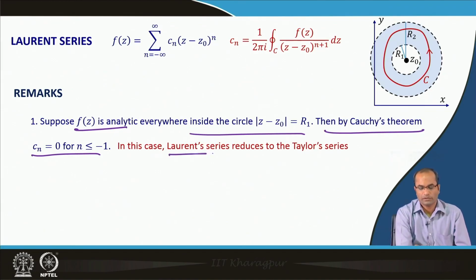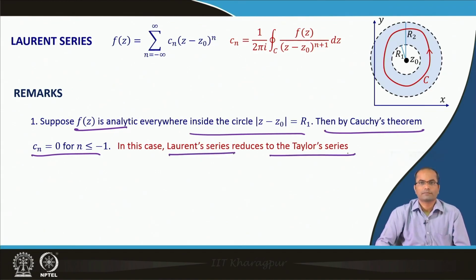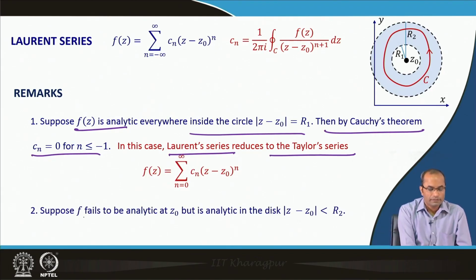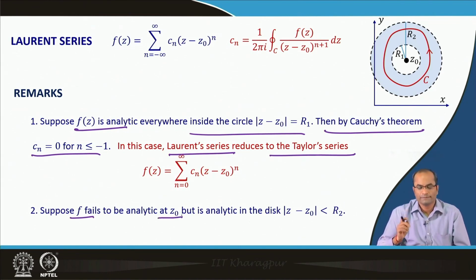So, in this case the Laurent series reduces to the Taylor series, and therefore we are saying that this is a more generalized version of the Taylor series. Well, the second one: suppose f fails to be analytic only at the point z naught, but is analytic in the disk of the outer circle whose radius is r 2.